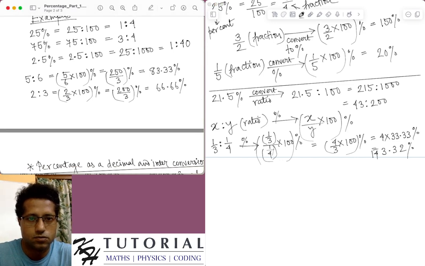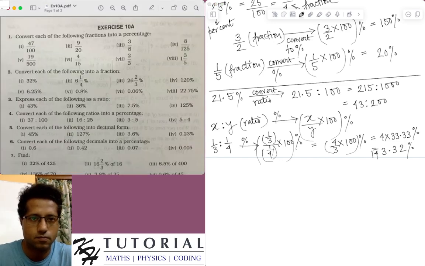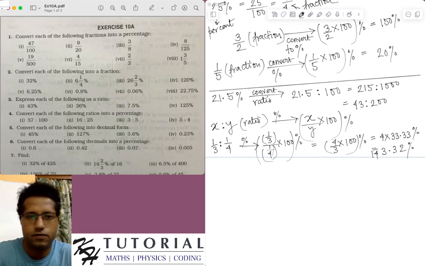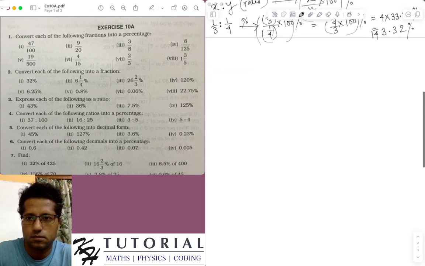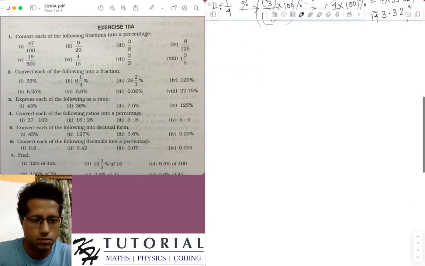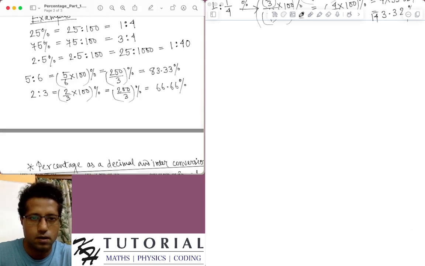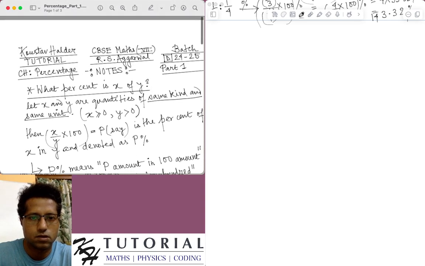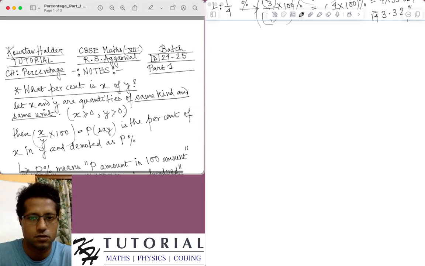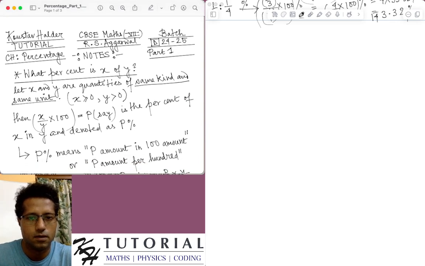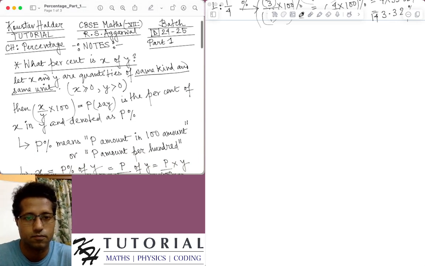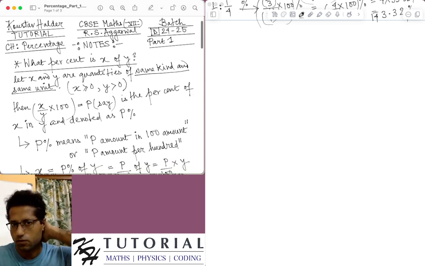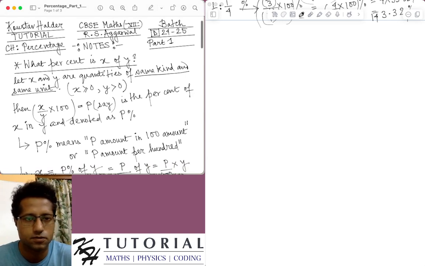Now let's try to solve. I hope you can see the exercise problems of exercise 10A. Let's try to solve the problems of exercise 10A. If you want to take screenshots of the notes, you can take them. I'm scrolling the notes so that you can pause the video and take screenshots. If you think it will be beneficial for your understanding, then please do take screenshots.